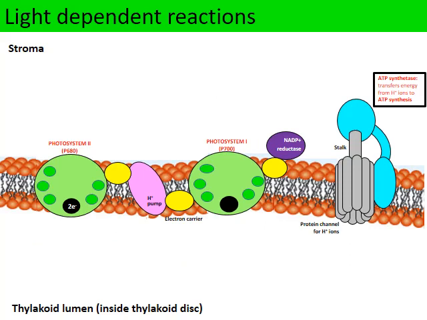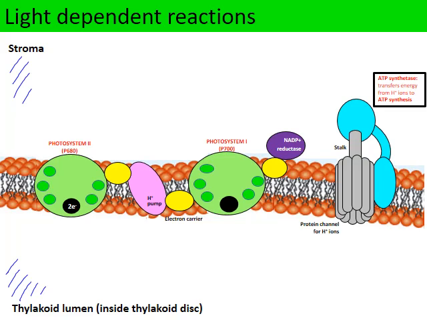So we're going to talk about a process called non-cyclic photophosphorylation. Now in this picture we can see a phospholipid bilayer, and that's the membrane of the thylakoid disc. So the polar head groups are in orange, and we can see the hydrophobic fatty acid tails as well. So that's the thylakoid disc membrane. Now the space outside is the stroma, and the space inside at the bottom of the slide, well, this is the space inside the thylakoid disc, otherwise known as the thylakoid lumen.